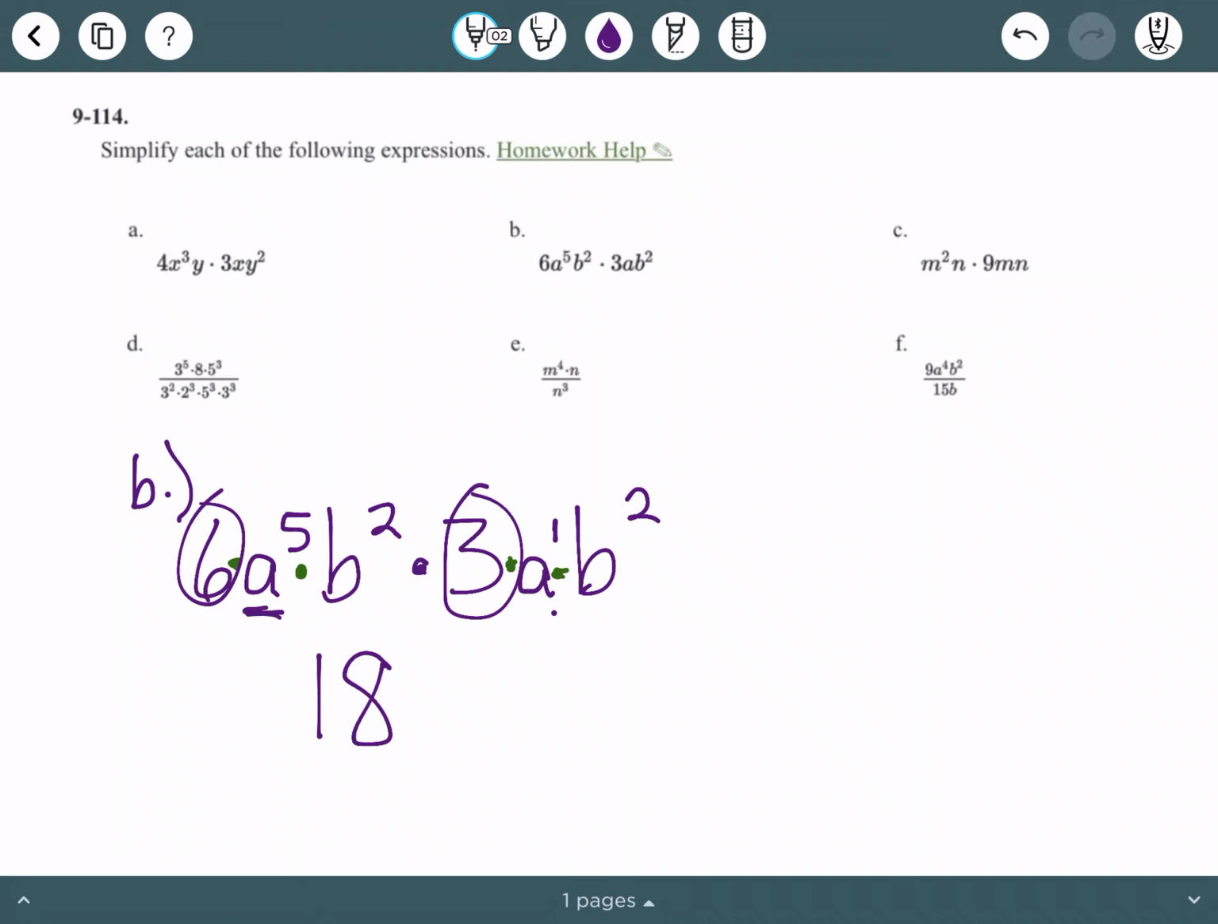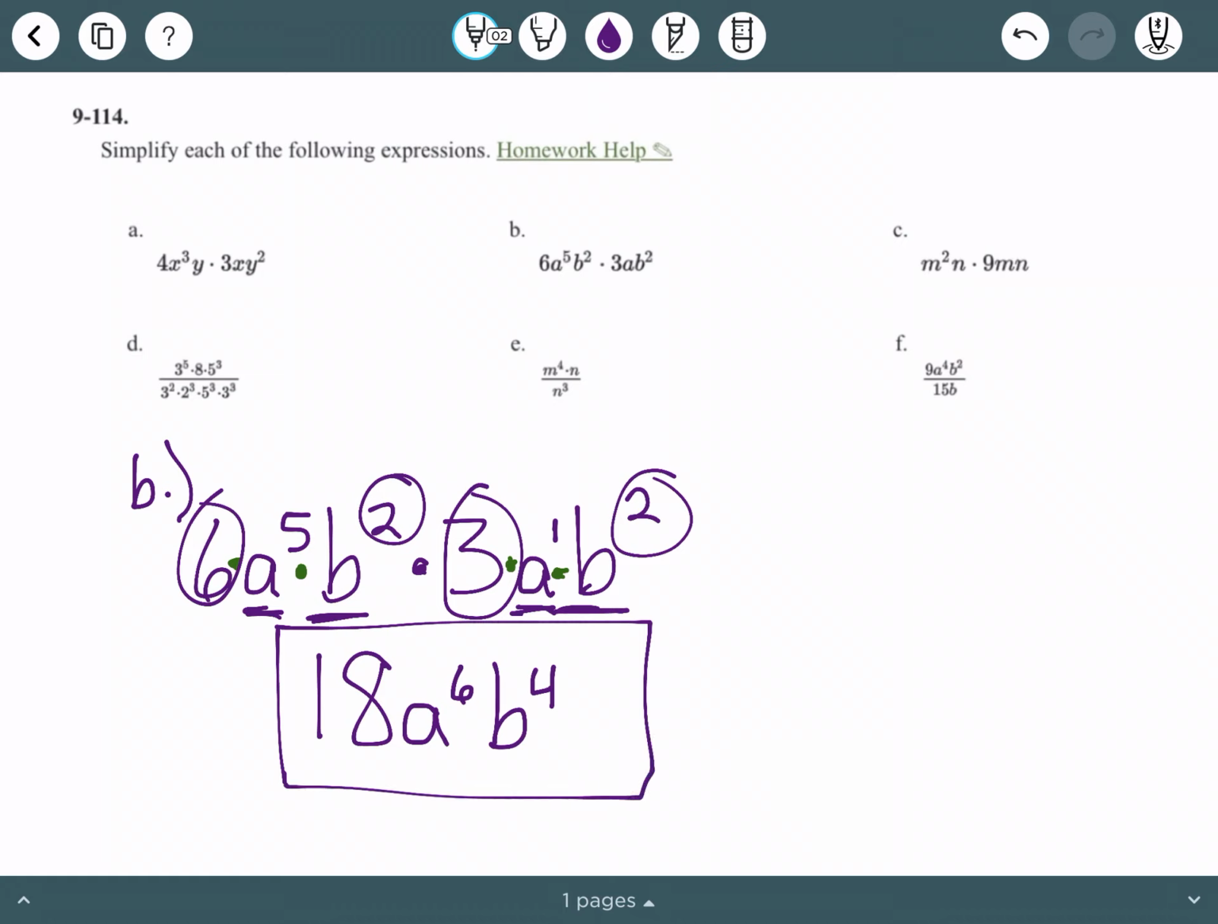Now we have same bases here, a and a. Since we're multiplying, those stay the same. And we add the exponents. So a to the 5 plus 1 is going to be a to the 6th. And then b, because my base stays the same, and I'm going to add those exponents. So b to the 2 plus 2 gives me b to the 4th. So this is our simplified expression for part B.